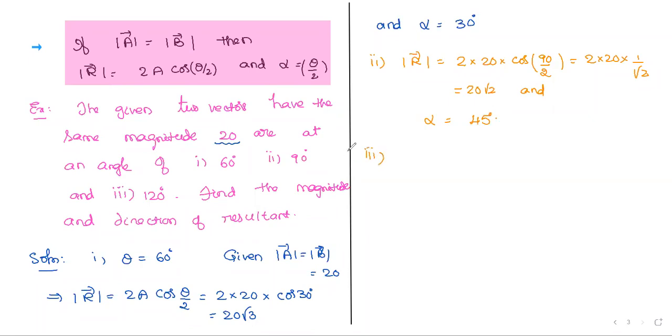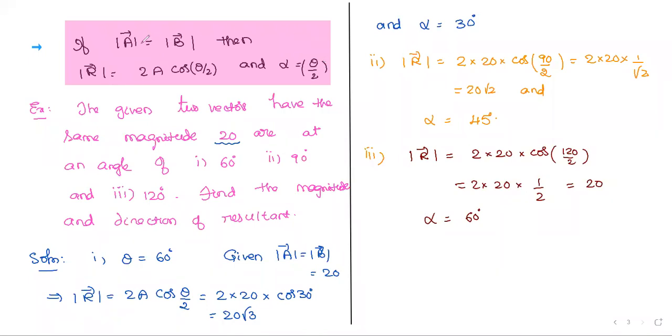And the third one, someone already posted there. Yes, that is 20 again. Mod r is equal to 2a cos theta by 2, 120 by 2, 60. 60 is the alpha. So this is 2 into 20 into cos 60, which is half. The 2 cancels and you get 20. Correct. And alpha is equal to theta by 2, that is 120 by 2, 60.